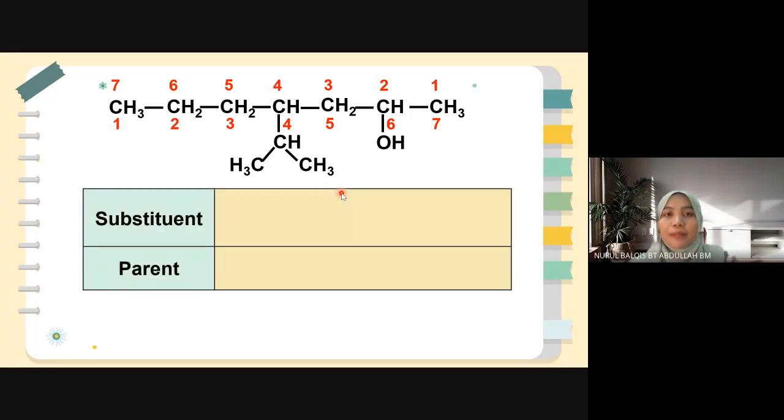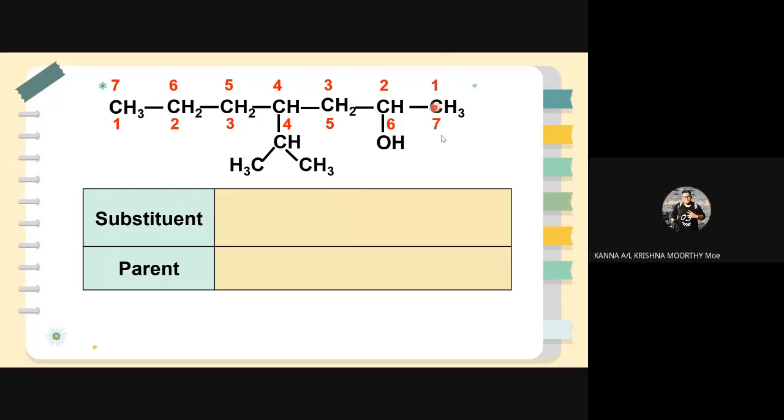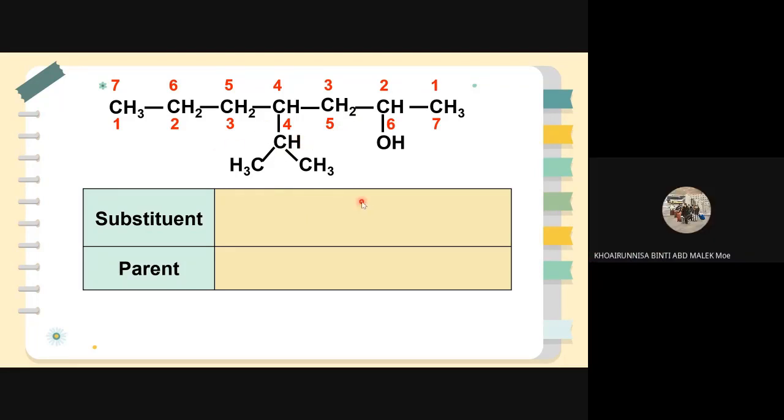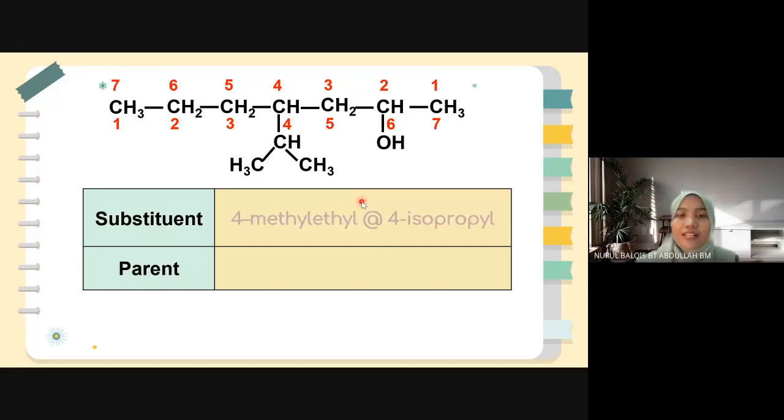So could you please tell me what are the substituents present? Ikut turutan nak naming. Tengok siap-siap alfabet, kalau ada. Substituent apa yang kita ada dalam ni? So we have 4-isopropyl, ataupun boleh guna 4-methylethyl.